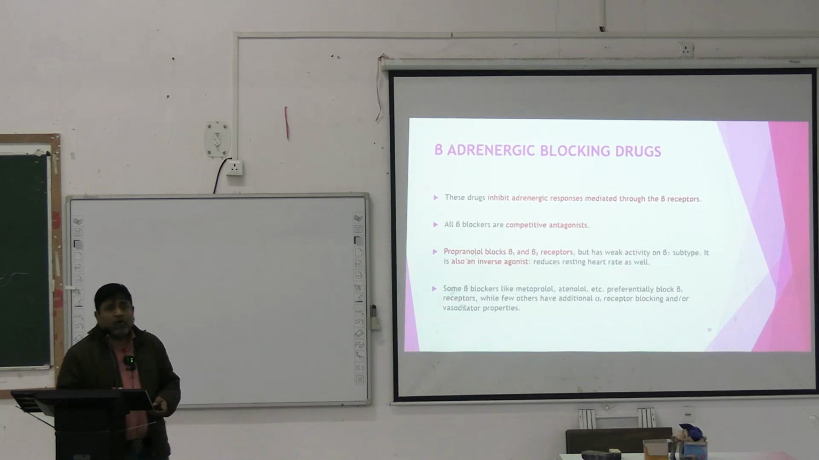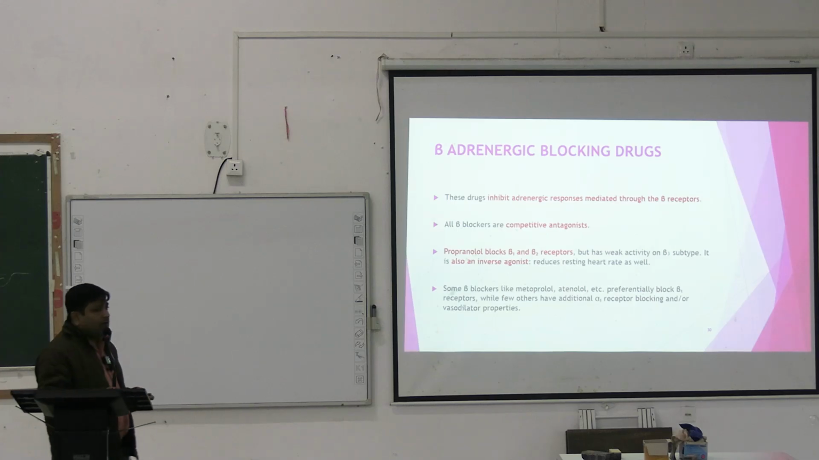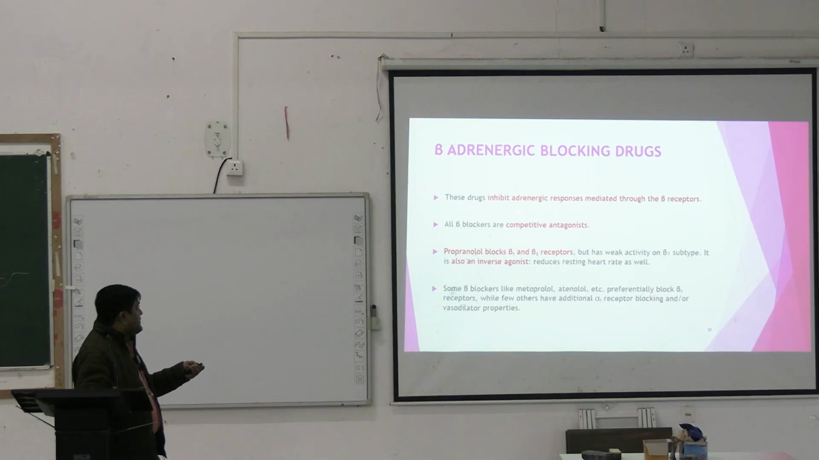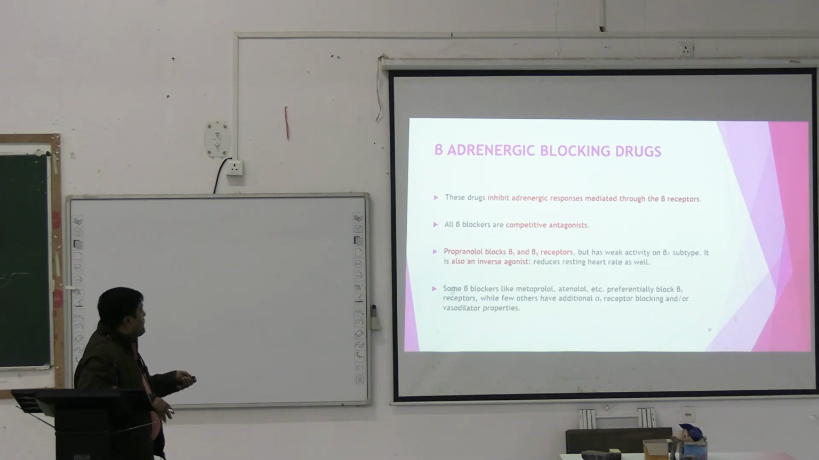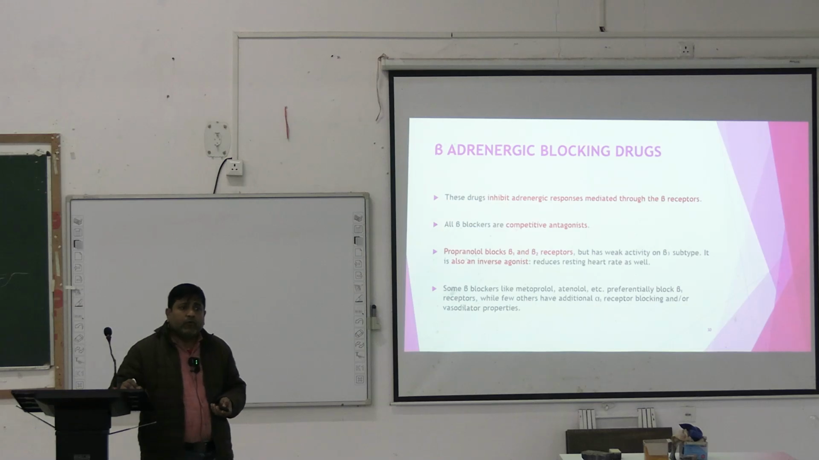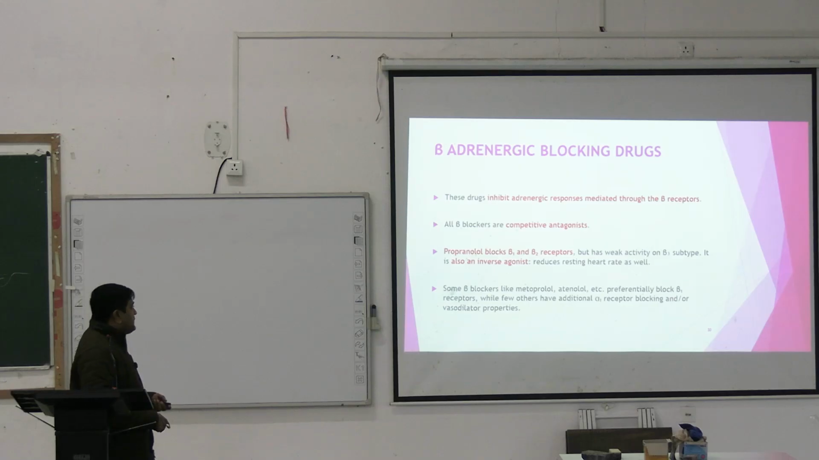Now, these were all about the alpha blockers. Coming to the beta blockers. Beta blockers, as the name suggests, antagonize the beta receptors. So, these are the drugs that inhibit adrenergic responses mediated through beta receptors. All are competitive antagonists. Now, propranolol is a non-selective beta blocker. Non-selective means it inhibits both beta 1 and beta 2 receptors, but has weak activity on the beta 3 subtype. It is also an inverse agonist at beta receptor, reducing resting heart rate as well.